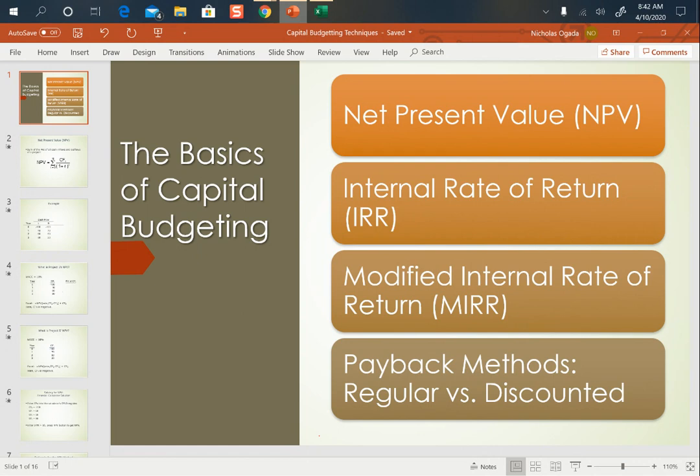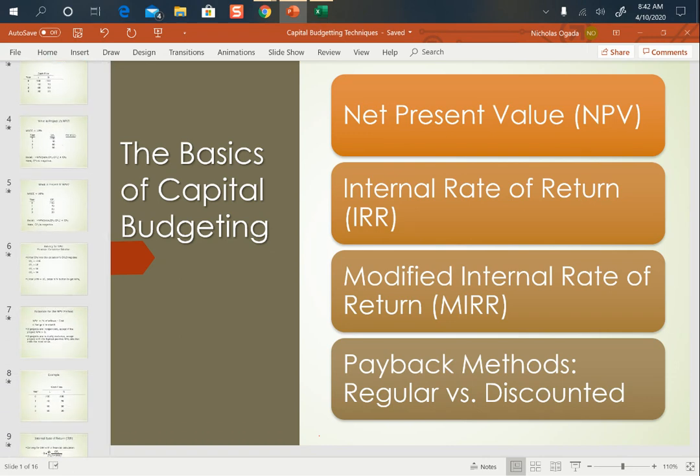This is my second presentation on the basics of capital budgeting. In the first presentation, I looked at the net present value, the NPV method, and in this presentation, I'm going to focus on internal rate of return. And then in my next video, I'll look at the modified internal rate of return. So let's see how this method is used when it comes to making capital budgeting decisions.